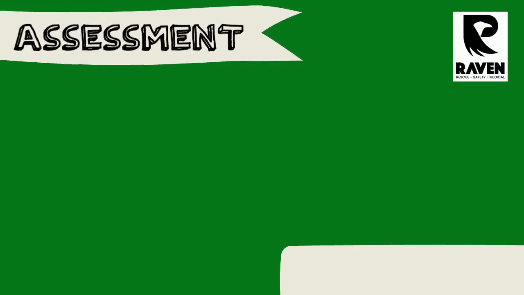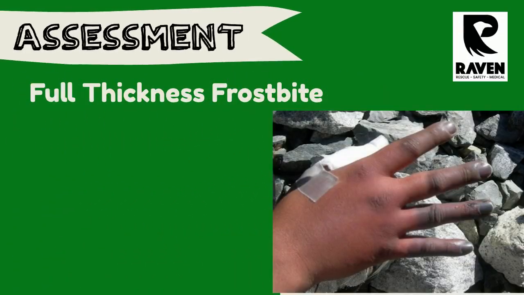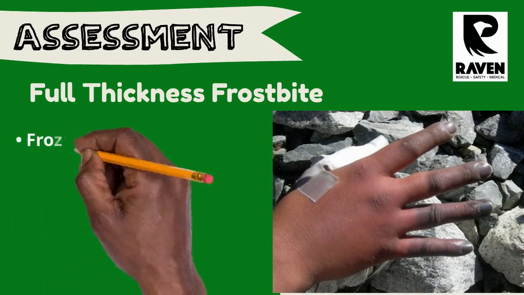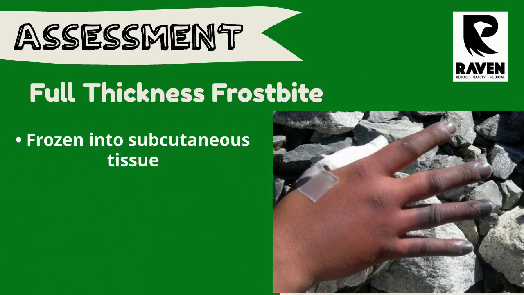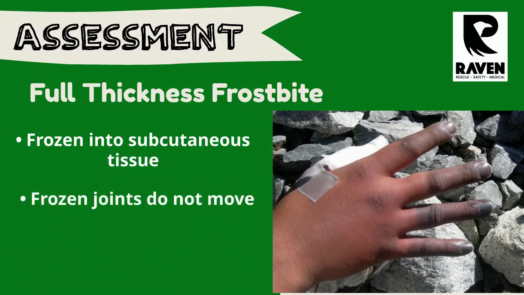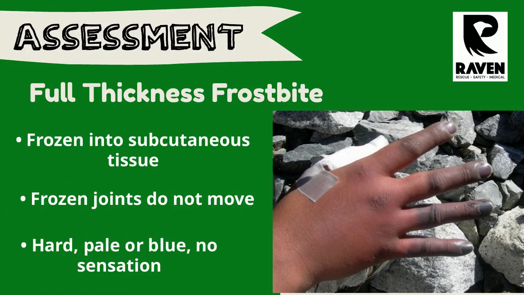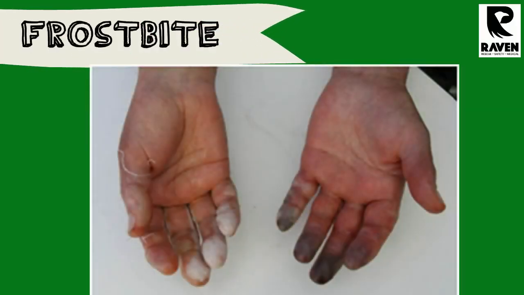When assessing for full thickness frostbite, we're looking to evaluate whether the skin or the dermal level is completely frozen and the freezing extends into the subcutaneous tissues. As well, joints will not be able to move if they're frozen. The skin will appear hard, pale or blue, and there is no sensation with full thickness frostbite. This photo is a good illustration of full thickness frostbite.